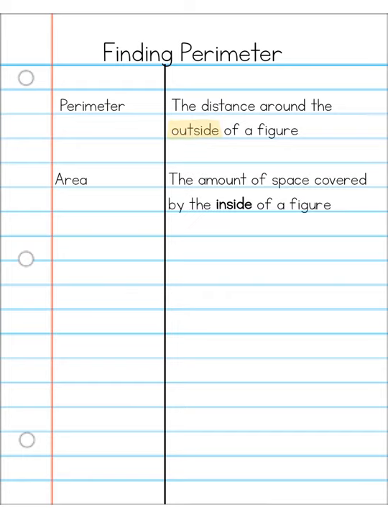The next word we're going to talk about is the word area. Area is the amount of space covered by the inside of a figure. So perimeter is outside, area is inside.